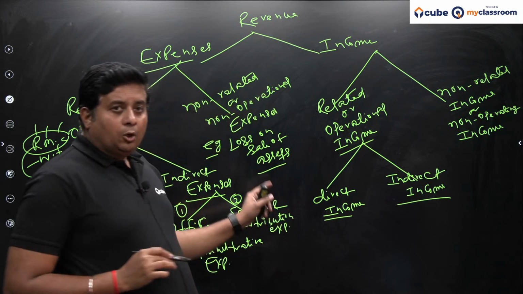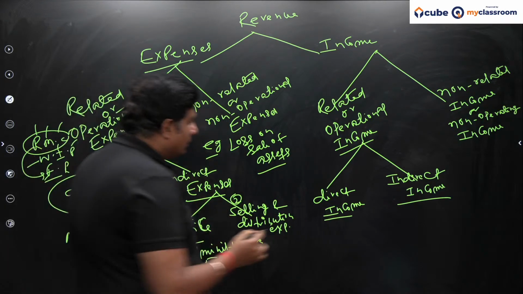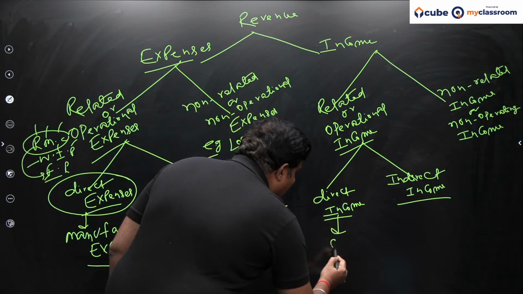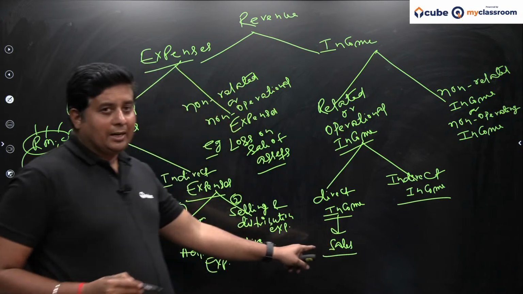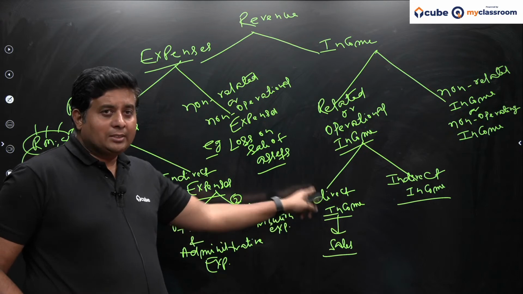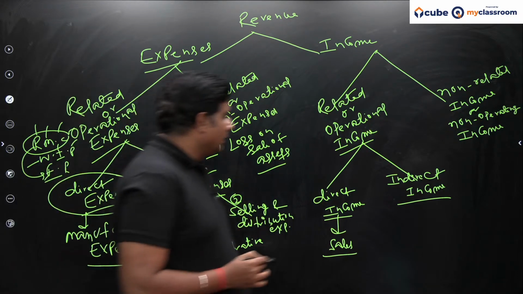Direct income. Only one income is direct, they are called sales. Once the goods is manufactured, if the goods is being sold in the market, so sales is the best example of your direct income.